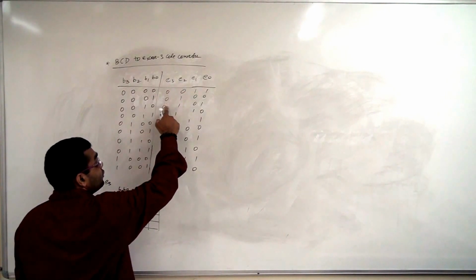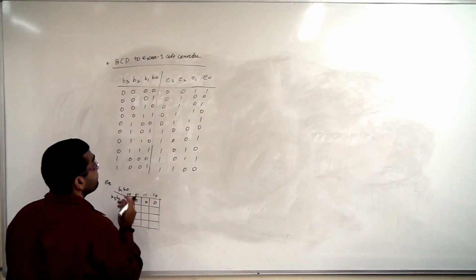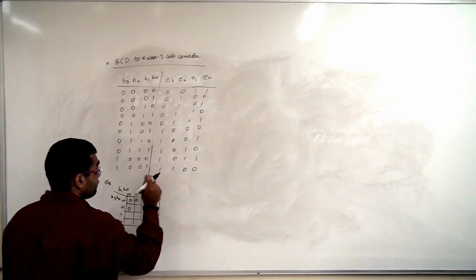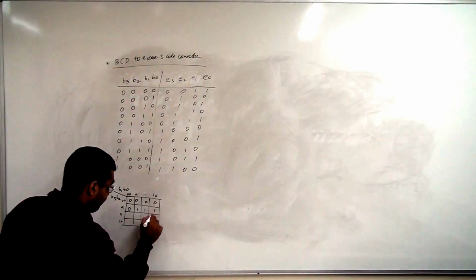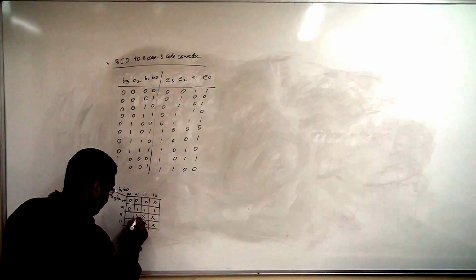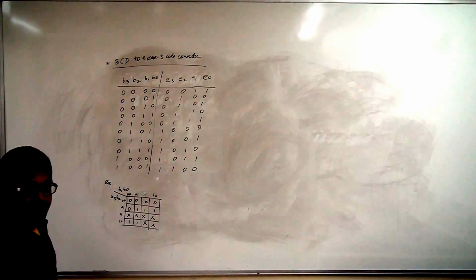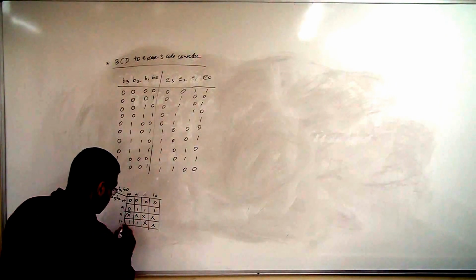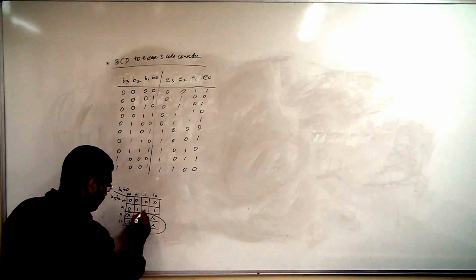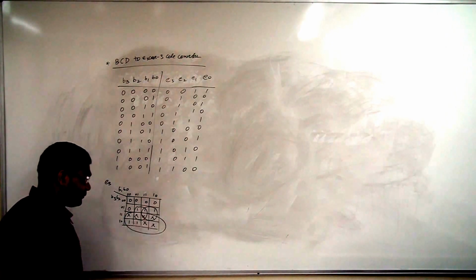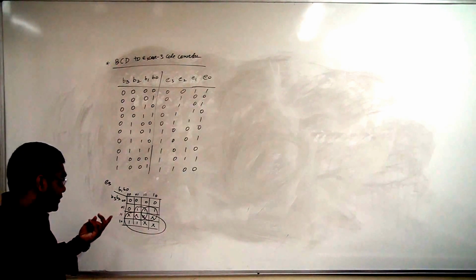This is 0, 1, 2, 3, 4. Now 5 to 9, we have ones and remaining are the don't cares. So what does our simplification give us? This I take a pair of 8, this I take a pair of 4, and this I take a pair of 4. So the ones are covered.